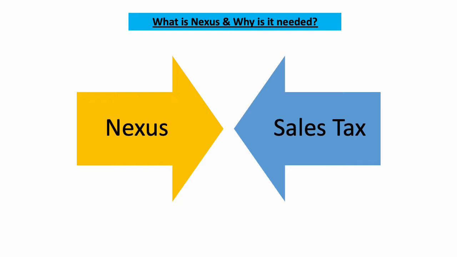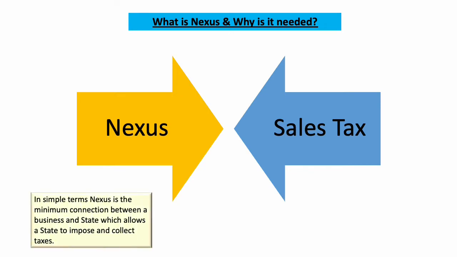In order for a country to impose a tax on your business, they need to make sure that you have some kind of connection with the country, which generally is defined as a permanent establishment. In the sales and use tax arena, that concept is known as nexus. So nexus is nothing but a minimum required connection between a business and a state, which can allow the state to impose the requirement of sales and use tax on your business.